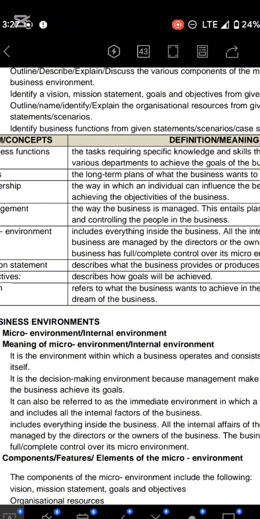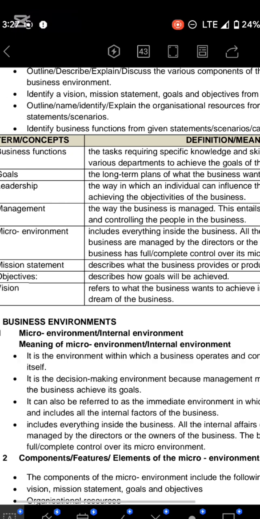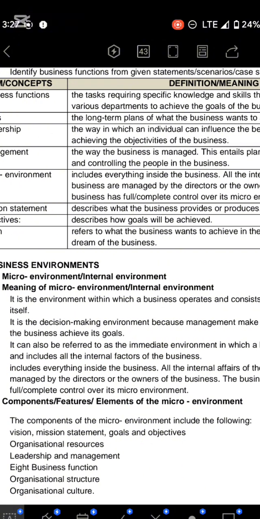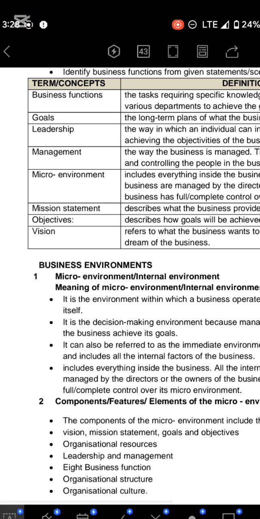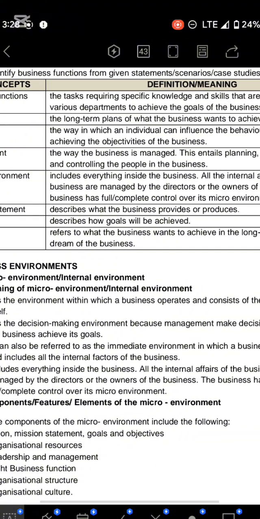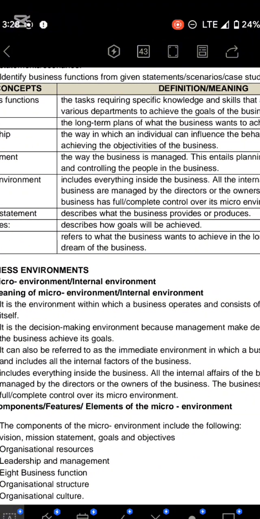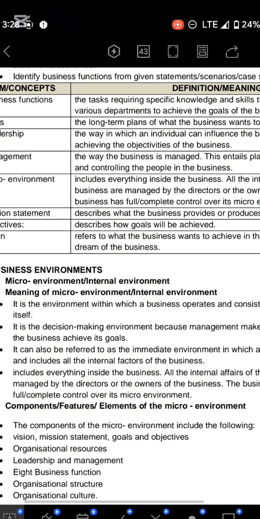All right. Then we move on from there. We've got the microenvironment, as I've mentioned, that it is everything inside the business. What is inside the business forms part and parcel of the microenvironment. Then we have the mission statement. This describes what the business provides or what it produces, and the objectives describe how the goals will be achieved. All right, so the mission statement basically is telling us what this business does, while the objectives are telling us how they will do what they say they're going to do. Like I said, I'm not here to be a textbook. I'm just here to make life simple for all of y'all.